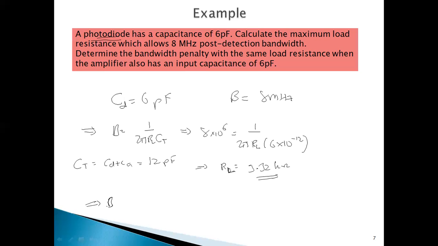So the bandwidth will be equal to 1 over 2 pi of the resistor used, 3.32 times 10 power of 3, and the total capacitance of 12 times 10 power of negative 12. By calculating this, we get that the bandwidth equals 4 megahertz, so we have a penalty of 4 megahertz. Initially, with 6 picofarad of capacitance, we had 8 megahertz of post-detection bandwidth, the system bandwidth. With the additional capacitance, giving 12 picofarad, we have a penalty of 4 megahertz, which gives us a bandwidth of only 4 megahertz. That should be the solution for this example.